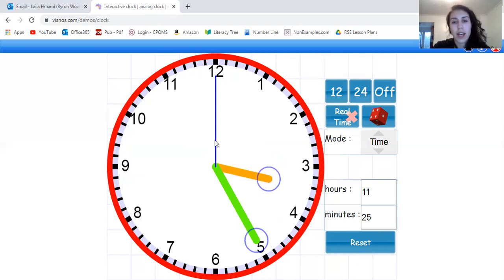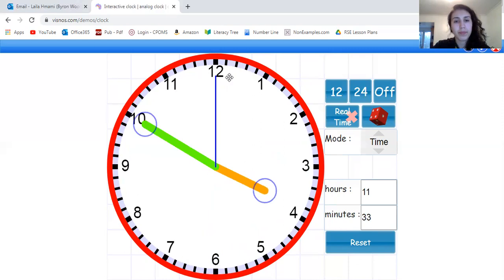What is the time now? Well, hopefully you can see that our minute hand is still on that minutes past side. So it is 5, 10, 15, 20, 25 minutes past, and it's gone past the 3. So 25 minutes past 3. Well done if you said that.